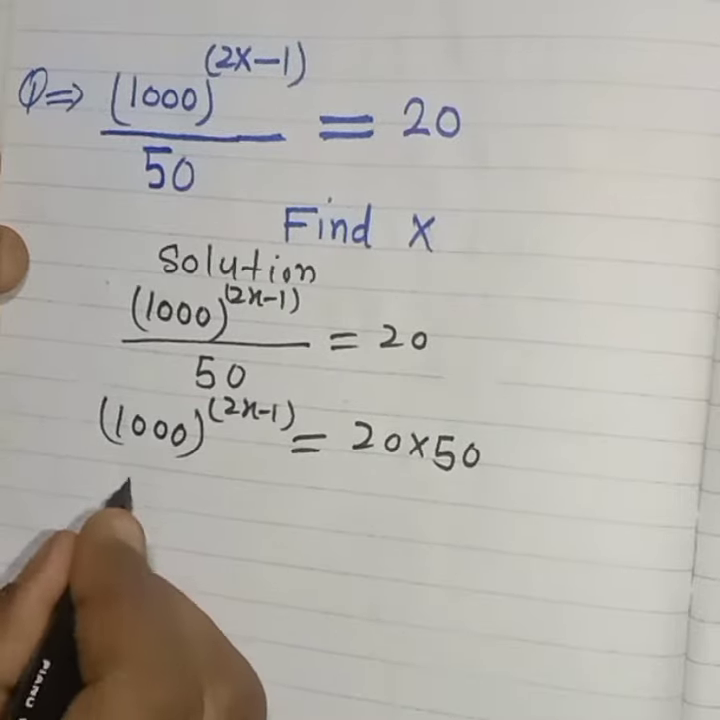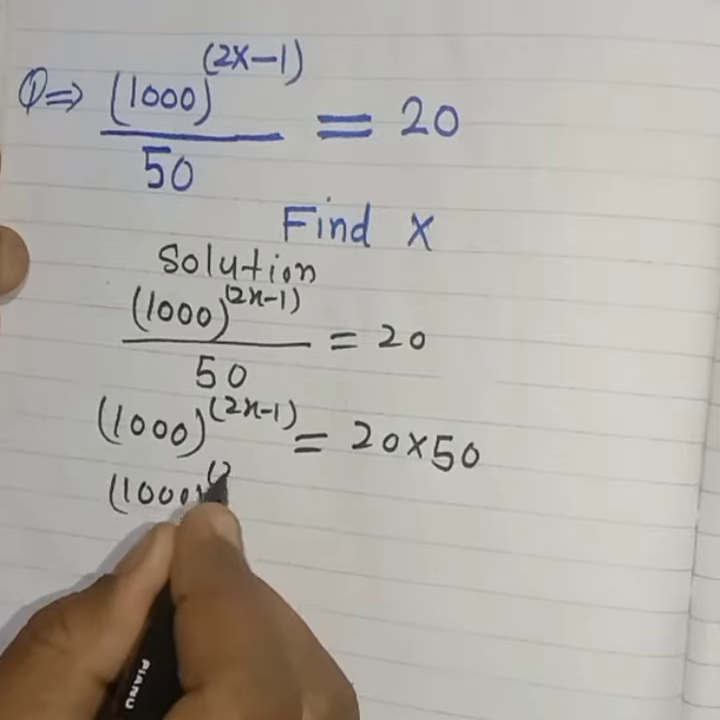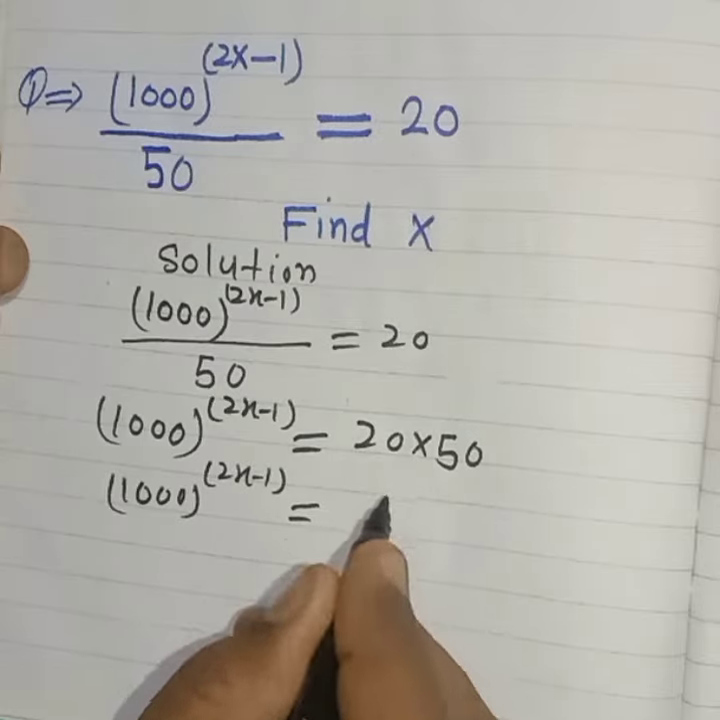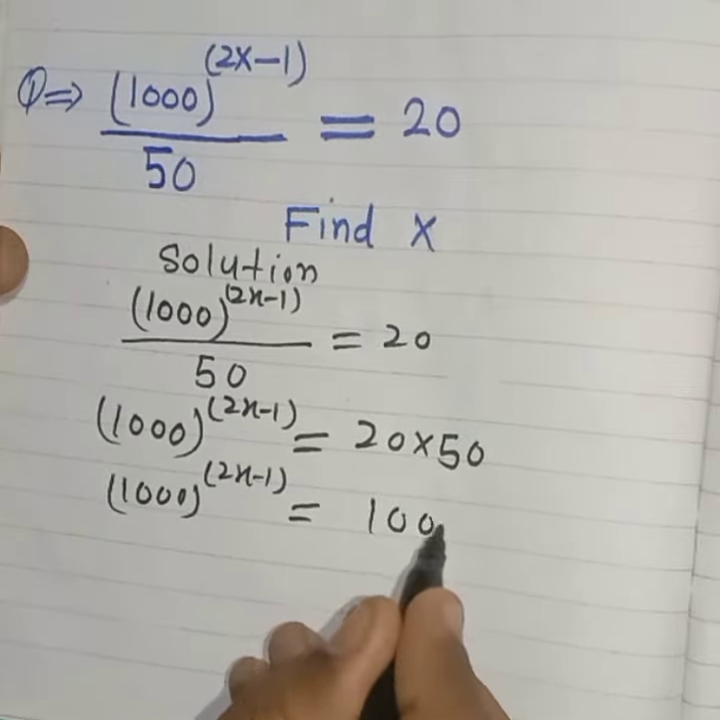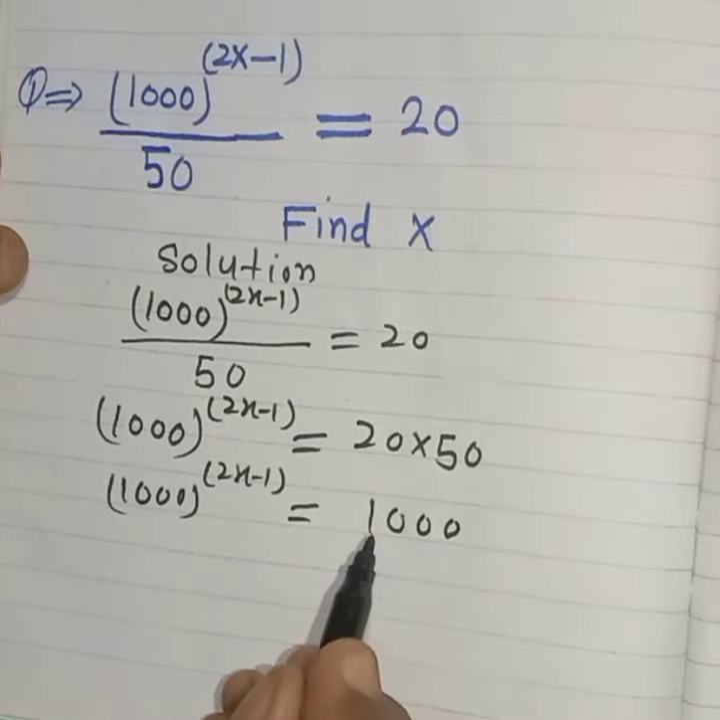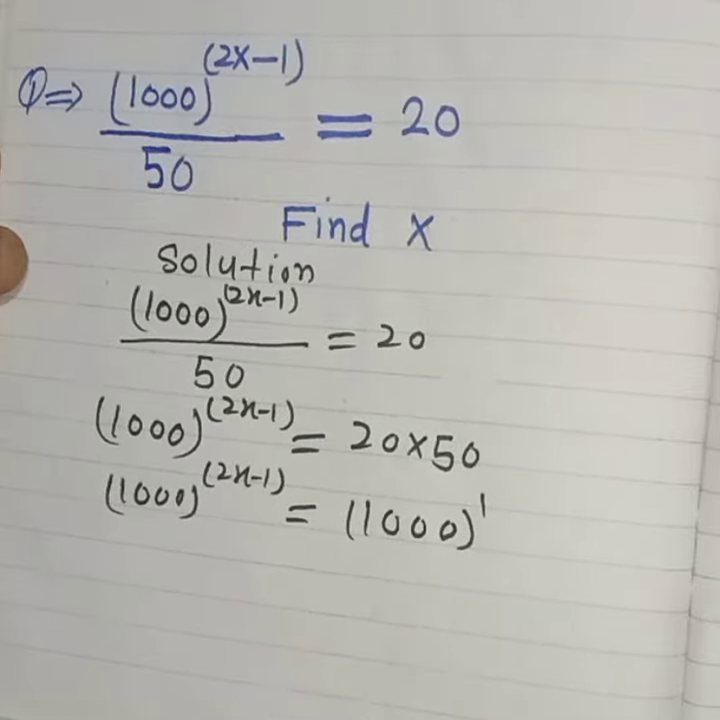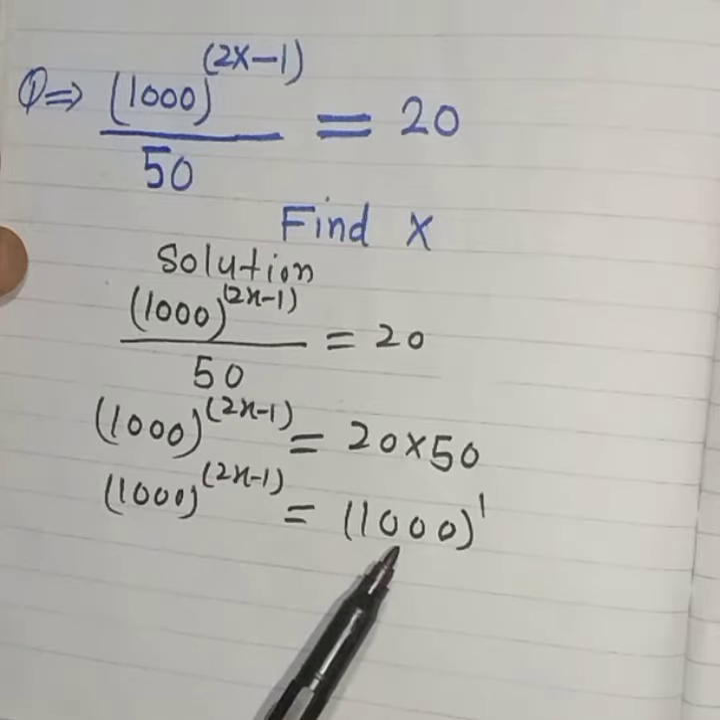Now 1000 power 2x minus 1 is equal to 20 multiplied by 50, which is 1000. Now here the power of the 1000 is 1. Now see here, the base is the same, 1000.